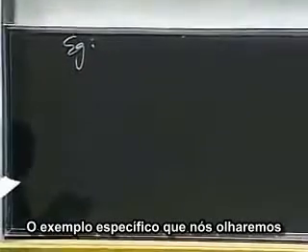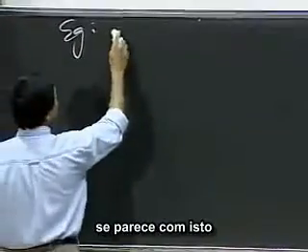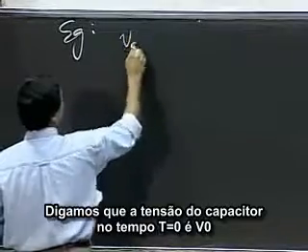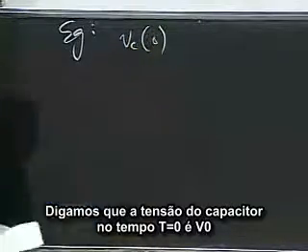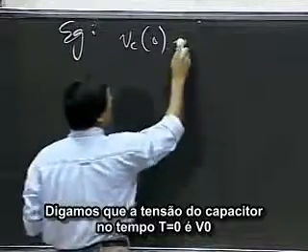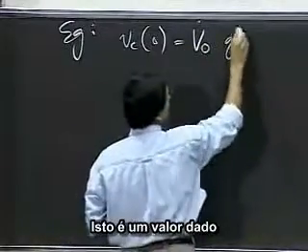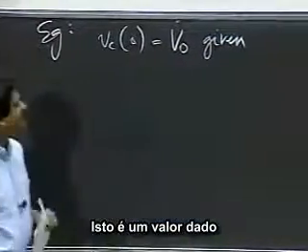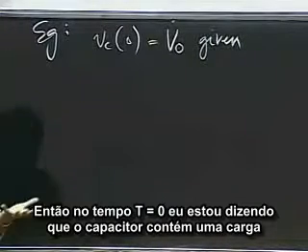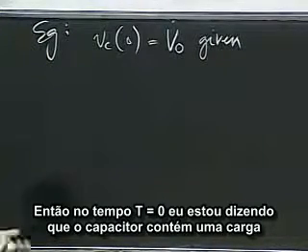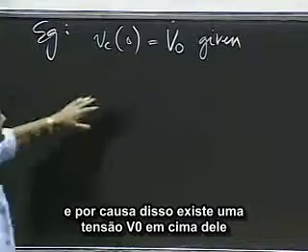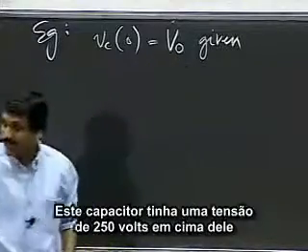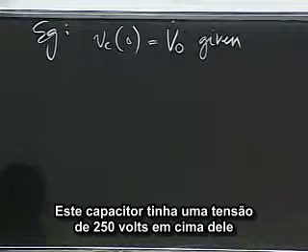The specific example that we will look at looks like this. Let's say the capacitor voltage at time t equals 0 is V0. This is given. Okay? So at time t equal to 0, I'm telling you that the capacitor contains a charge, and because of that, there's a voltage V0 across it. That capacitor had a voltage of 250 volts across it.